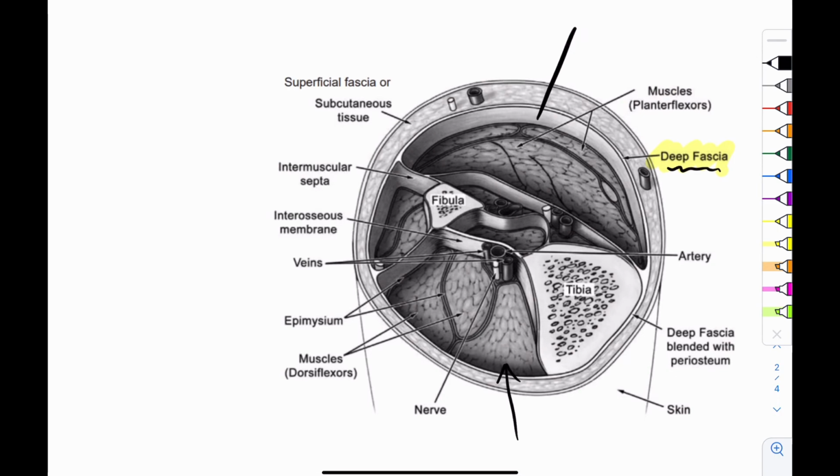But that's not too important. Just remember compartments, each muscle does a certain job. So we can see if we were to cut in, you'd go through the skin, then that subcutaneous tissue. So it's kind of like fat. And then we get to this deep fascia. And the deep fascia covers the muscles.